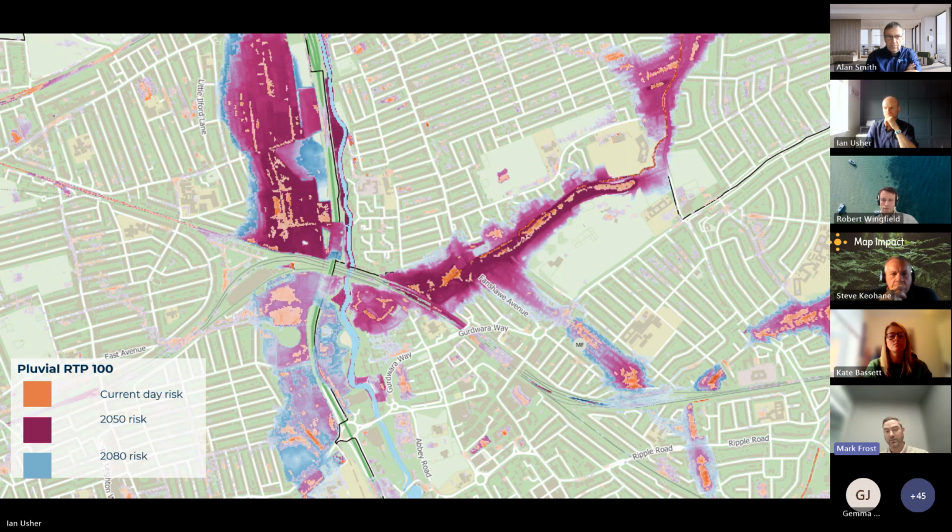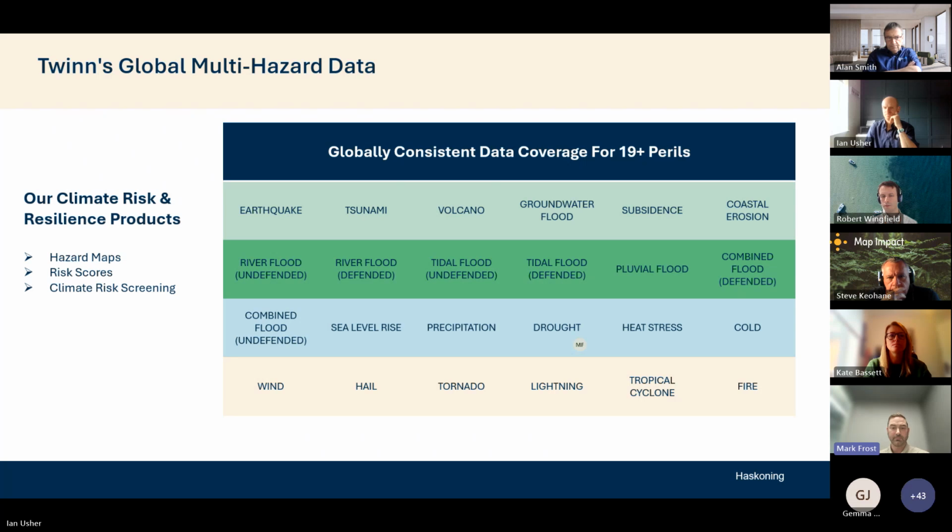And then this is another look at a slightly wider area, overlaying the different time periods. You can understand what the flooding looks like present day within this specific area in the orange, and then in the purple what it might become in 2050, the extent and depth of that flooding, and then how that increases further still by 2080. So you can look at it at the property level, and you can look at it for a wider region.